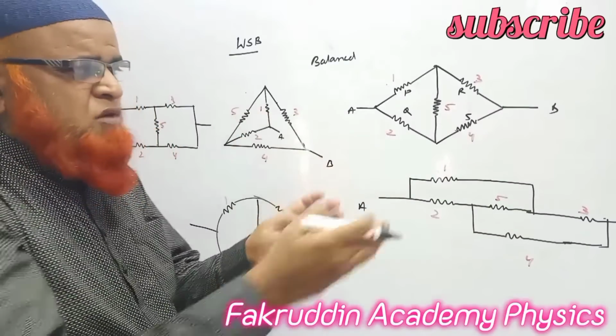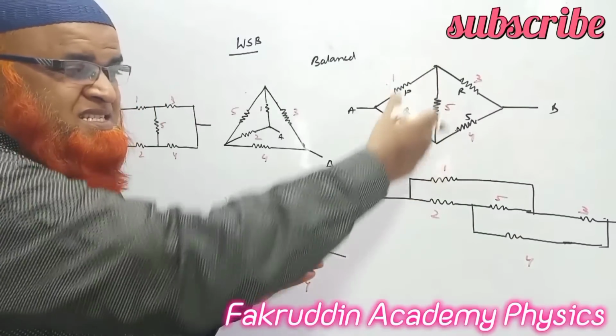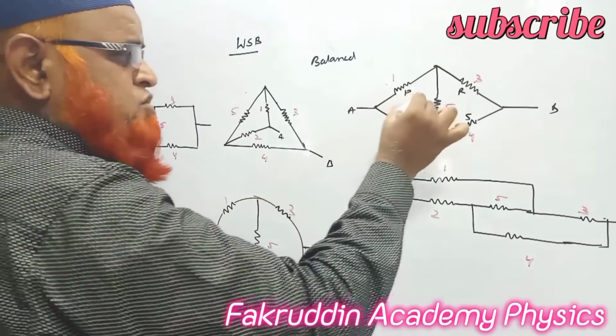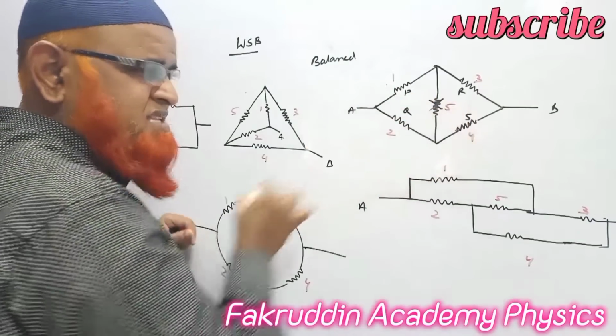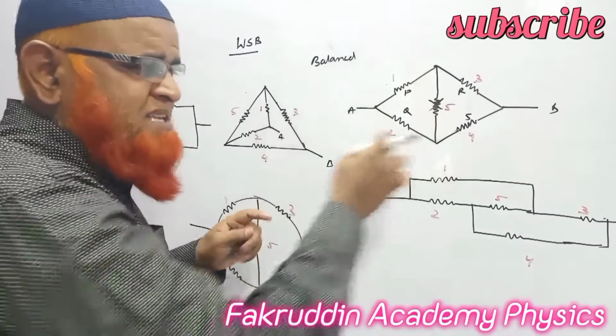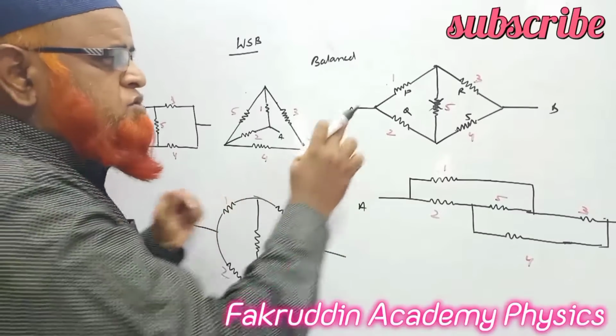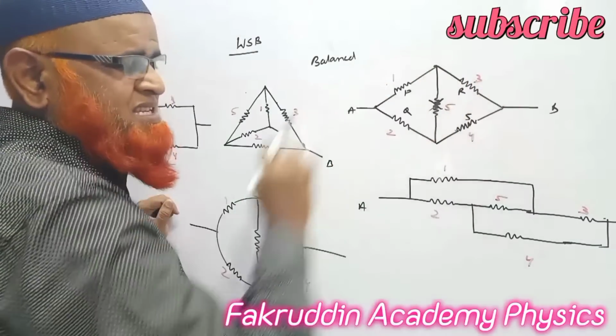In a balanced Wheatstone bridge, no current passes through the middle resistor. That is a galvanometer, which we have considered while explaining here. So this should be removed. This is not working now. No current passes through this resistor. That's why it is not to be considered here. So current only flows through these 4 resistors.